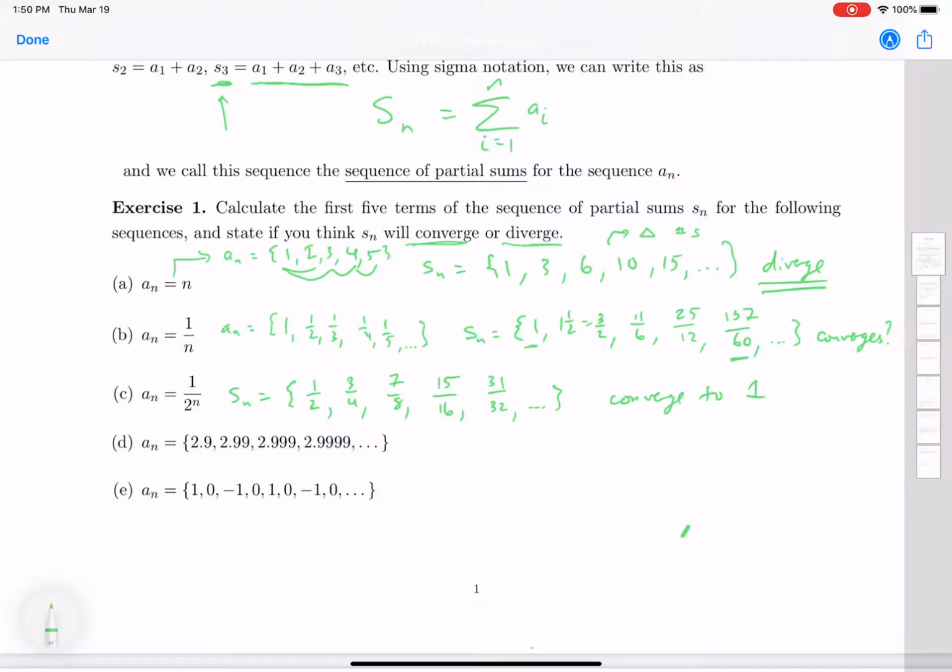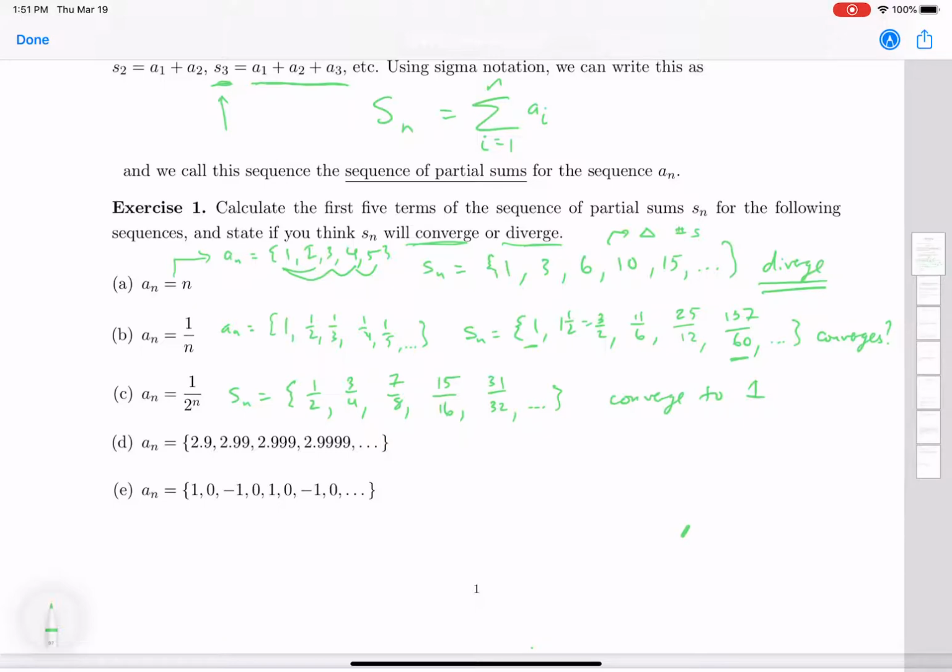And the reason here is that my partial sums, they're increasing, but they're never really going to get above 1. And it seems like that's what they're going to get closer and closer to. We don't have the ability to prove yet that it will converge.